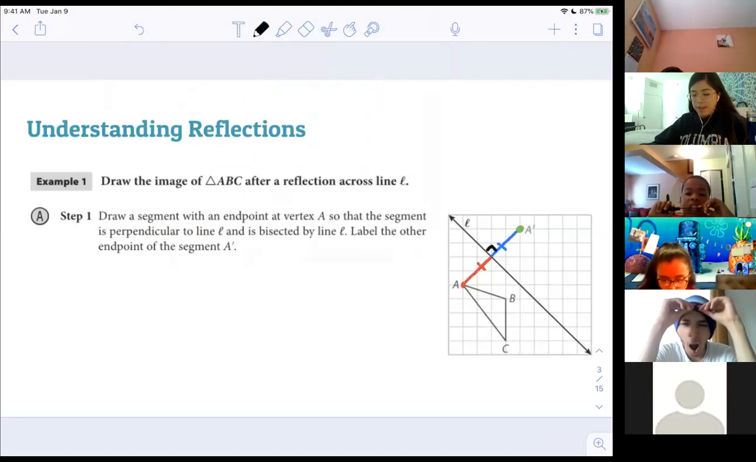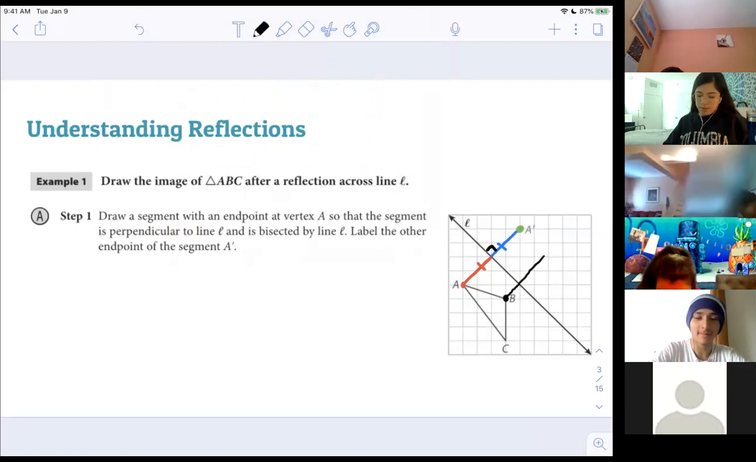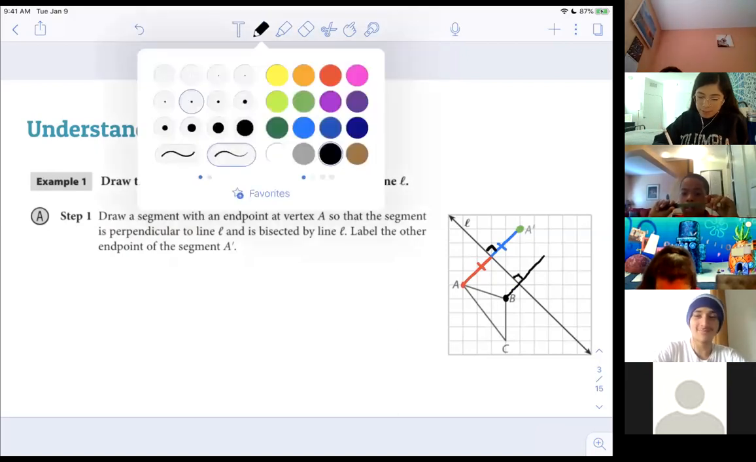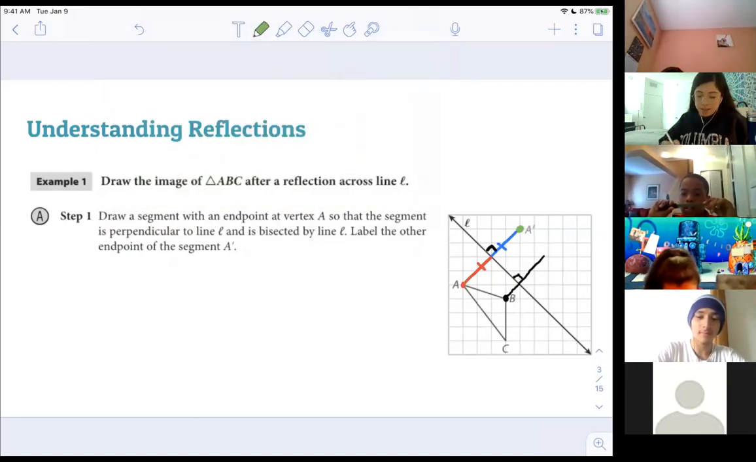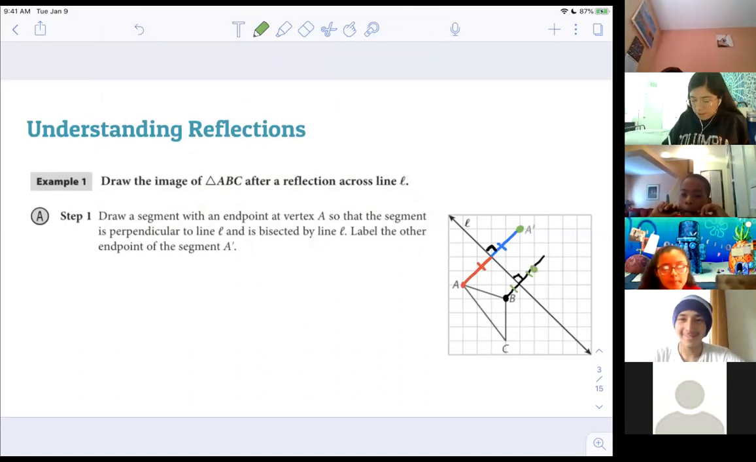So I can do the same exact thing now with point B. I look at point B. It's not going to be perfect because I don't have a protractor with me, but I'm basically going to draw a line that is perpendicular. So you want that to be a right angle. Then I'm going to estimate and draw my second point about the same distance. I want these two distances to be equal, and I think that's going to be just about right here. So that's my second point, B prime.